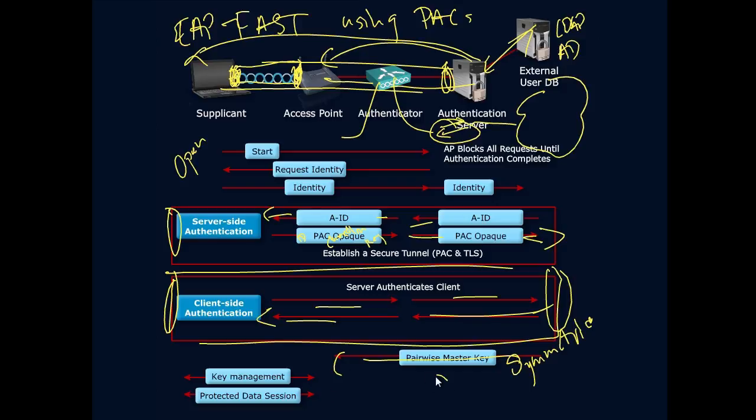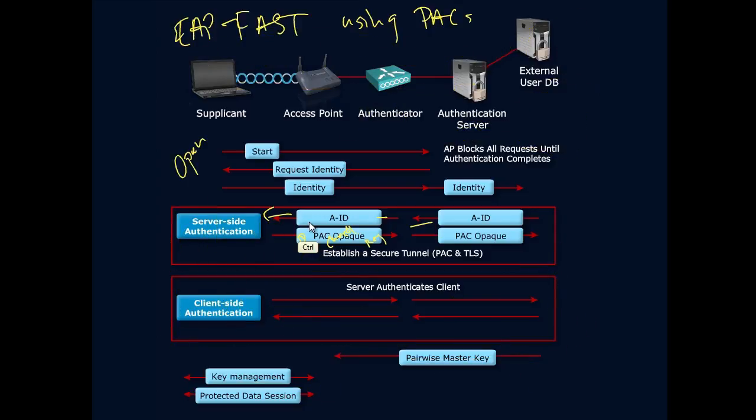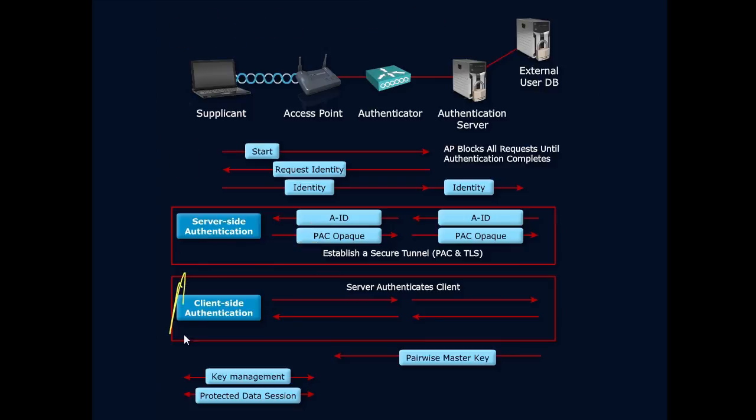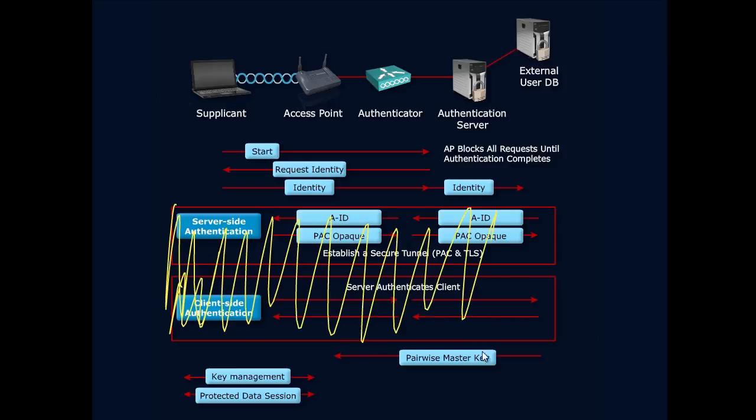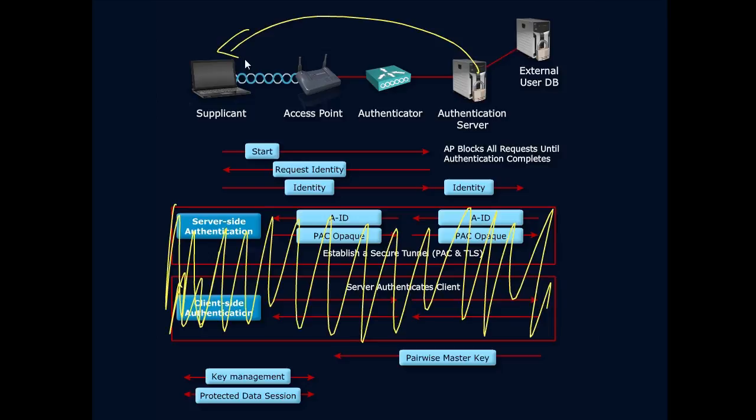That pairwise master key gives us a protected data session. Now, lots of people often ask me, why don't we just use the pairwise master key? We get rid of all this. Boy, I'm scribbling on everything here. Let's get rid of this. Why don't we just use the pairwise master key? We could get rid of this process, right? Why don't I just send the pairwise master key right then and there to these two? Can anyone tell me why wouldn't you do that?